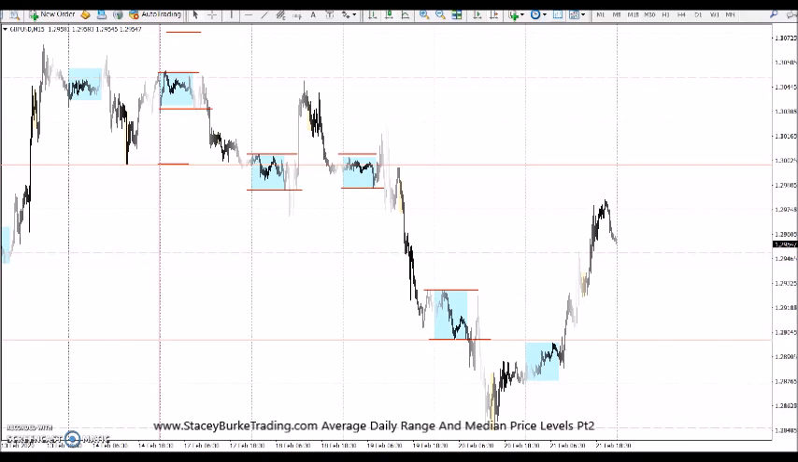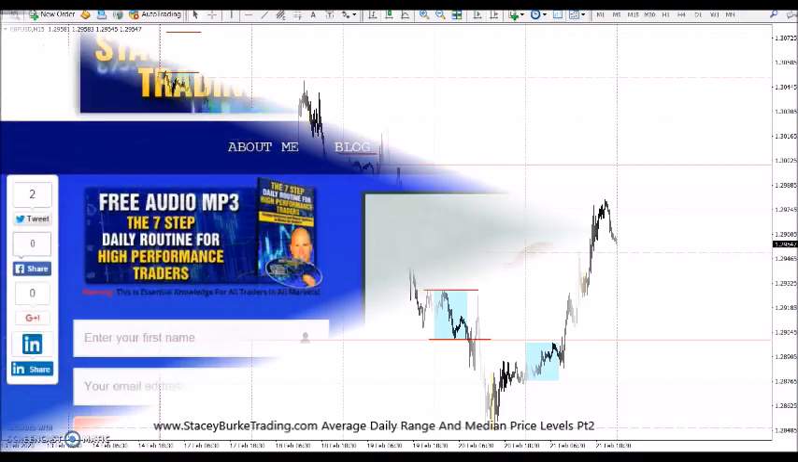Keep getting better. Keep it simple. As you can see, there's a lot of information that, from the outside looks simple, but as we peel back the layer on each one, there's a lot of detail there in terms of how we can get better at this. Have a great weekend, and may the markets go with you.